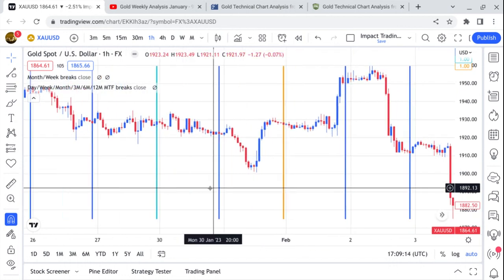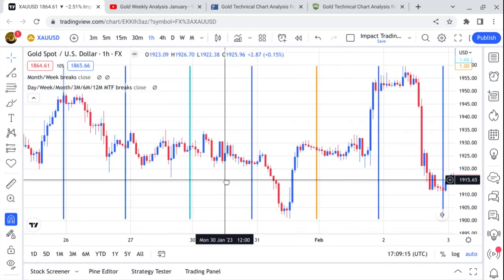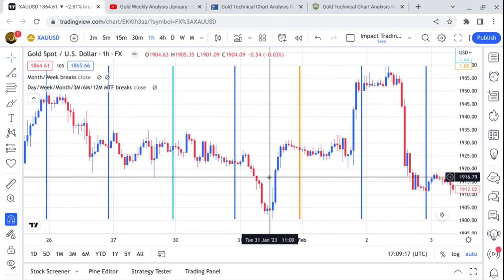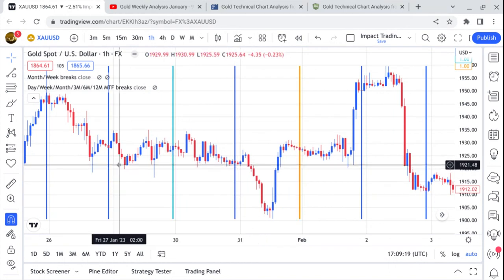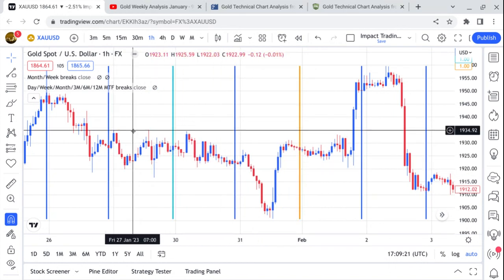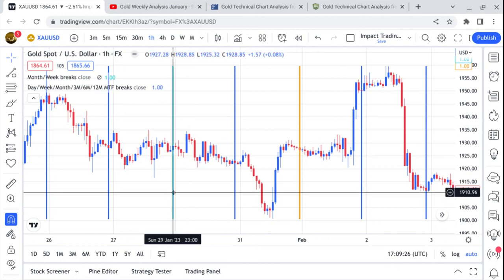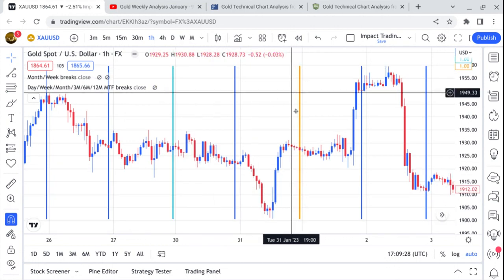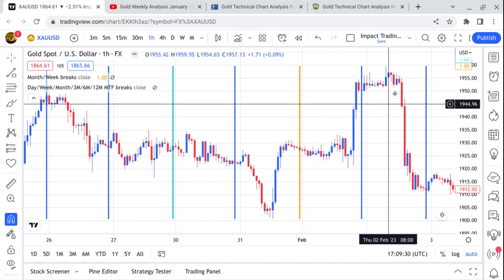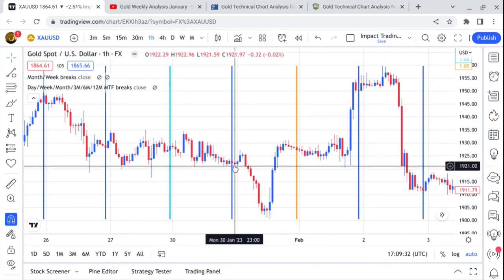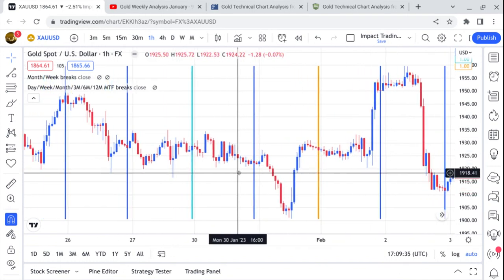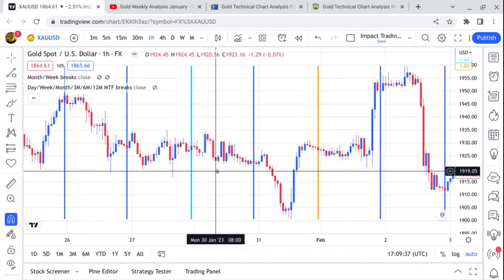If you're using TradingView charts, we've added some weekly, monthly, daily breaks. These blue lines, in between the blue lines will be the day, so you can see a daily high, daily low. This is the start of the week, so you'll be able to see weekly highs, weekly lows, and this is the start of the month, monthly highs, monthly lows. So that'll give you more of a guide through the week.